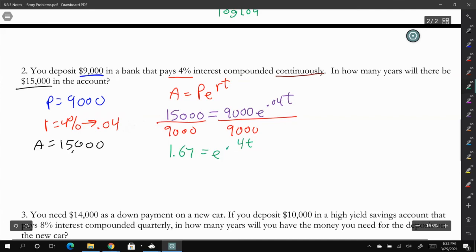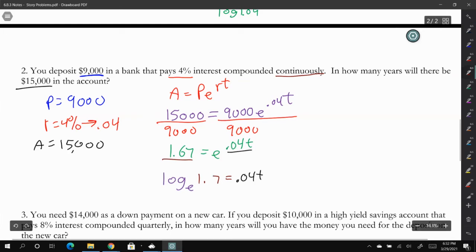Now you may be saying, well, I have 0.04t in my exponent. That's okay. Just like the other day when we had 3x in our exponent or x minus 6 in the exponent, that's fine. We just have to do an extra step later on. Now that I have e by itself, I can change this to log form. So log base e of 1.67 equals my whole exponent, 0.04t.